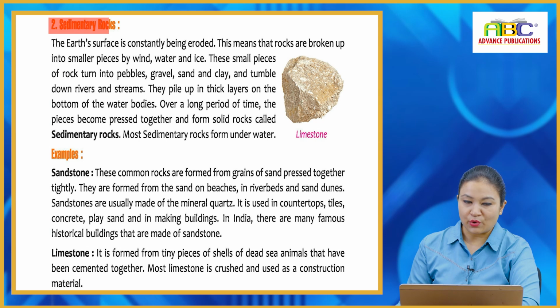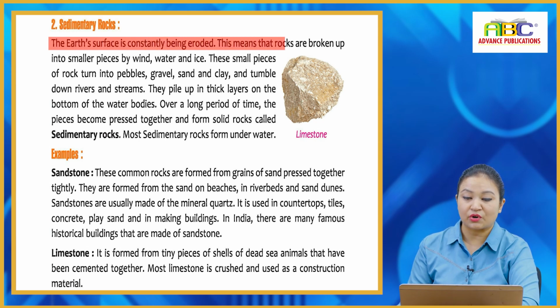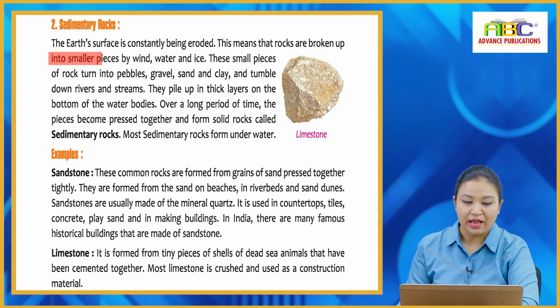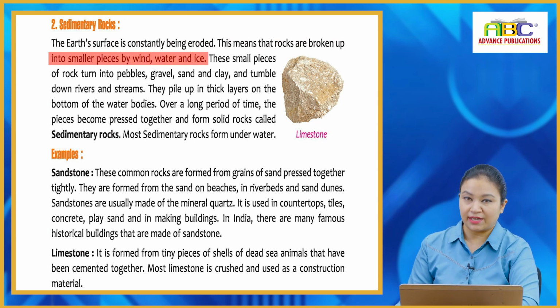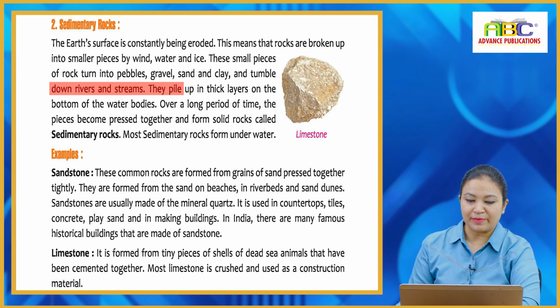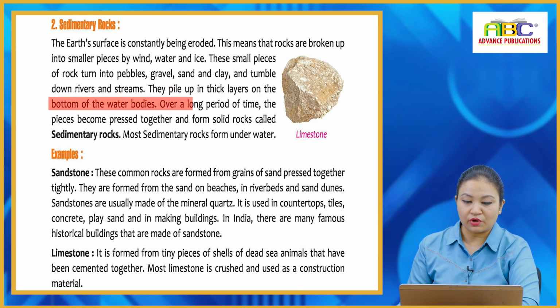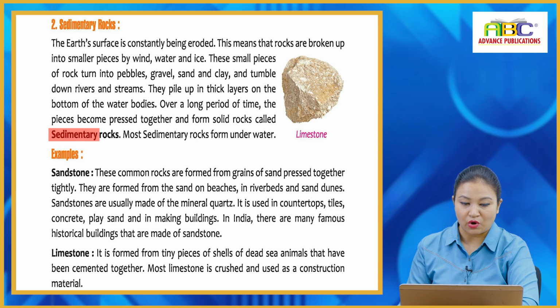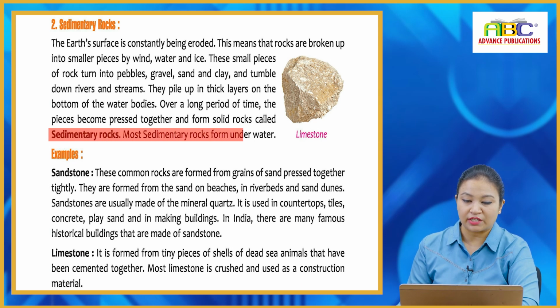Second is sedimentary rocks. The earth's surface is constantly being eroded. This means that rocks are broken up into smaller pieces by wind, water and ice. These small pieces of rock turn into pebbles, gravel, sand and clay and tumble down rivers and streams. They pile up in thick layers on the bottom of water bodies. Over a long period of time, the pieces become pressed together and form solid rocks called sedimentary rocks. Most sedimentary rocks form under water.